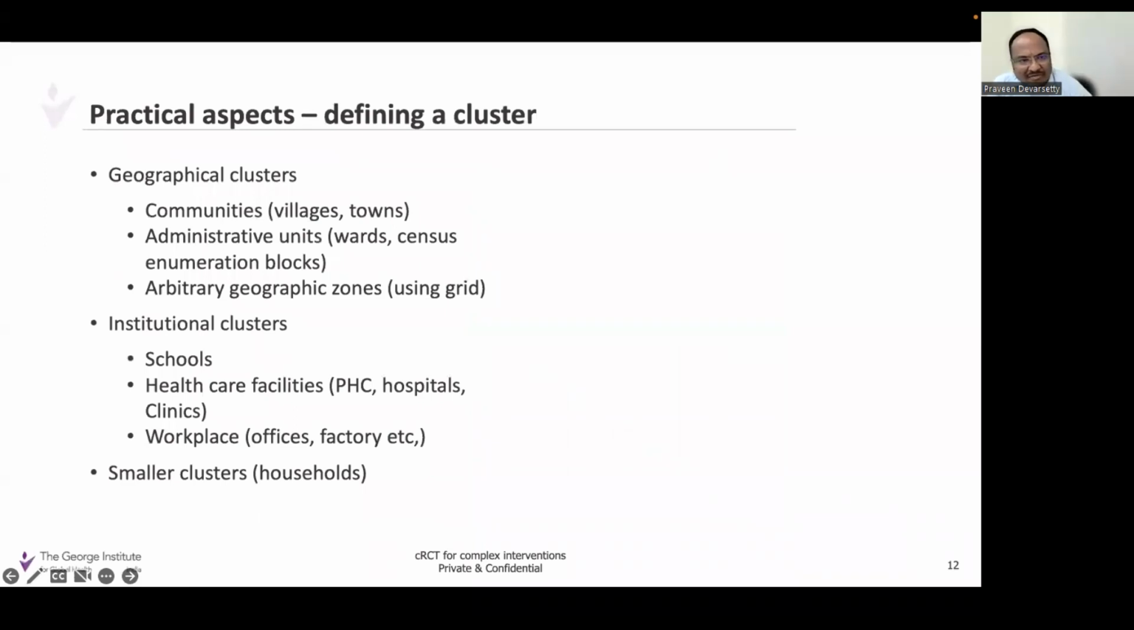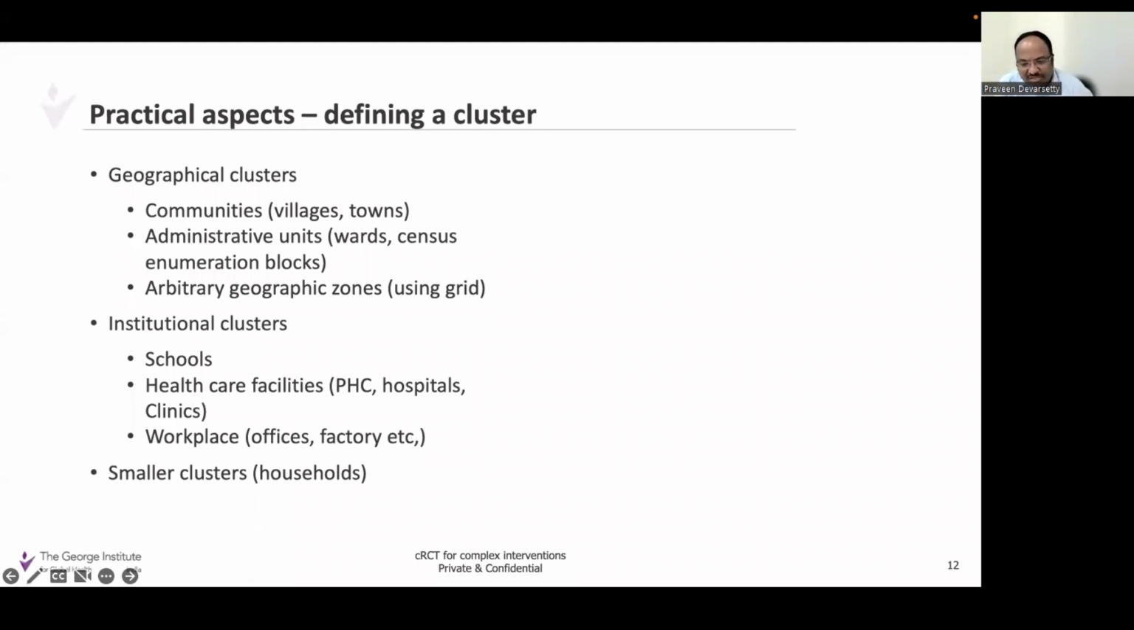So how do you define a cluster? The clusters can be defined as geographical clusters. It could be communities already there. We know villages, we know towns. It could be administrative units, wards, census enumeration blocks. It could be arbitrary geographic zones. Take a map, put grids, and say this is my cluster.